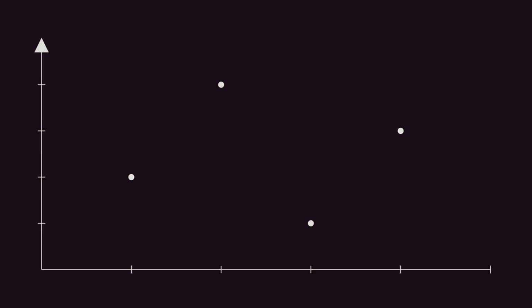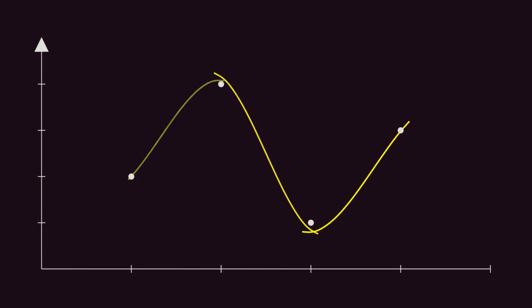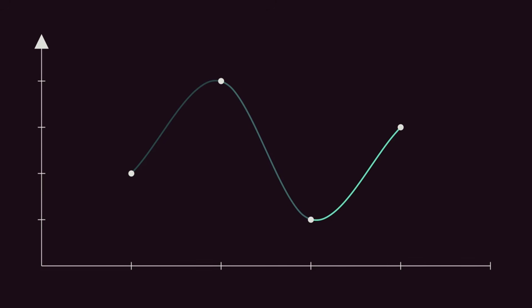Hermite curves are connected splines interpolated between pairs of points. So for a set of 4 points, you would need 3 splines. Let's look at one of these splines individually.